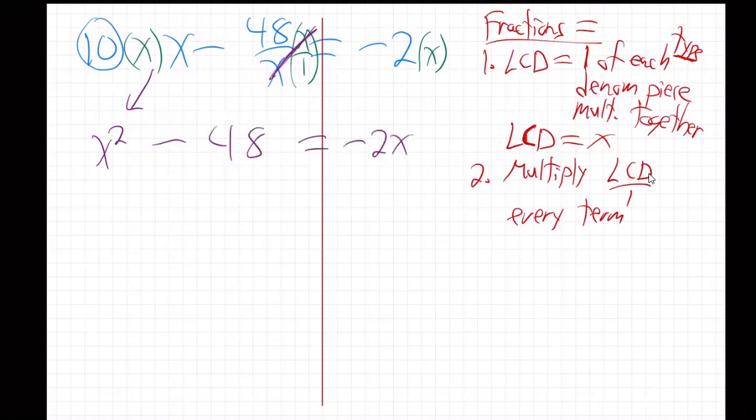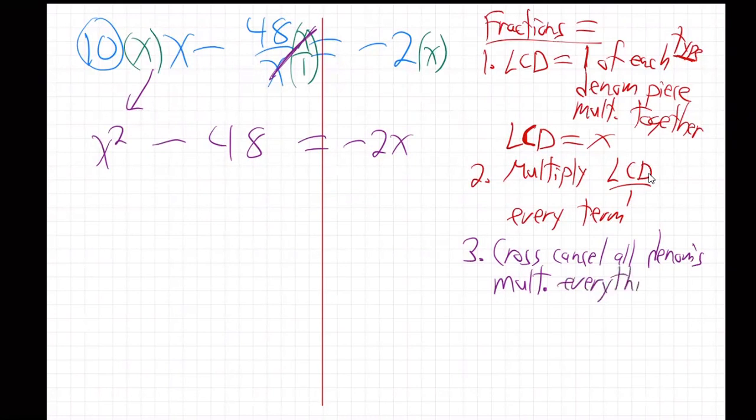Here it's minus 2x. So step 3, cross cancel all denominators, multiply everything else. So cross cancel all denominators, multiply everything else.